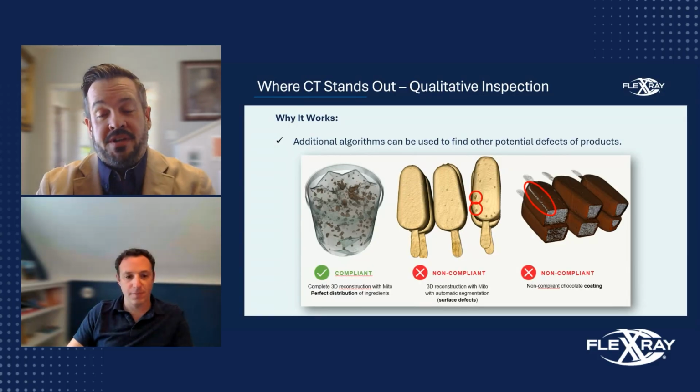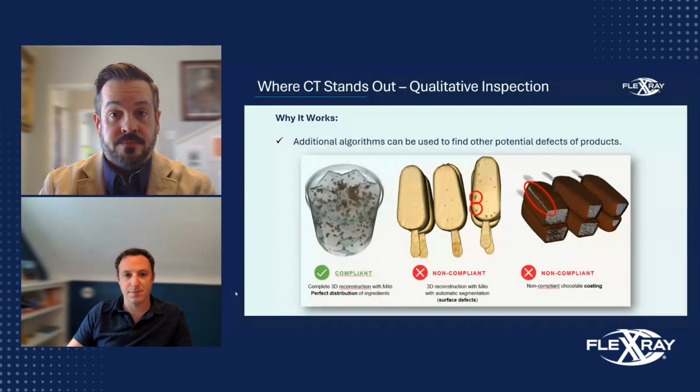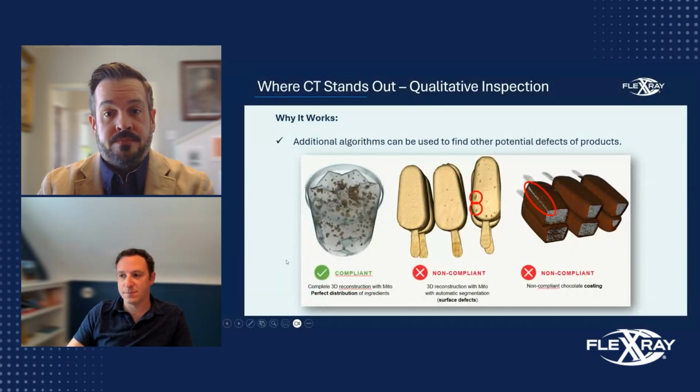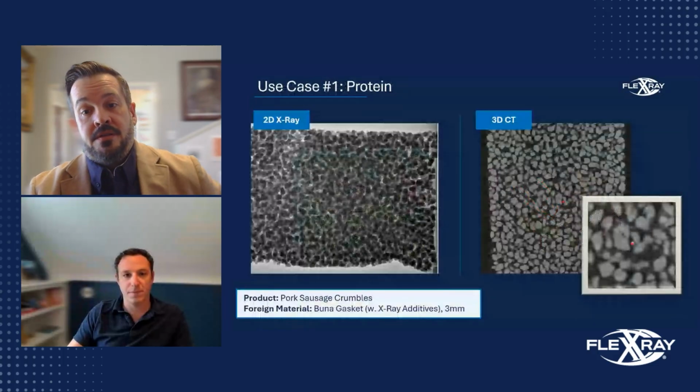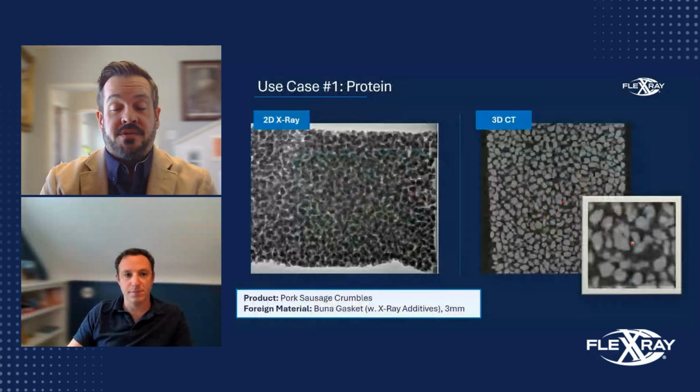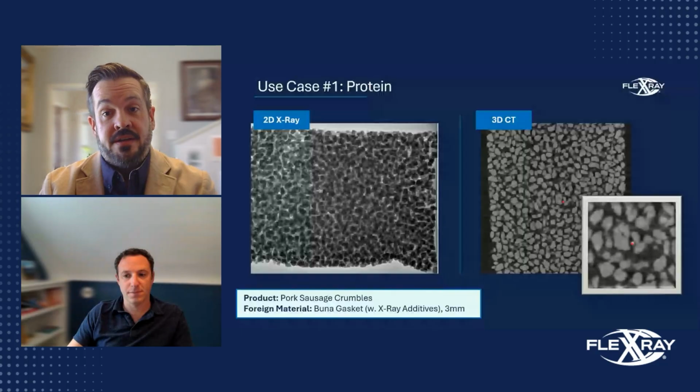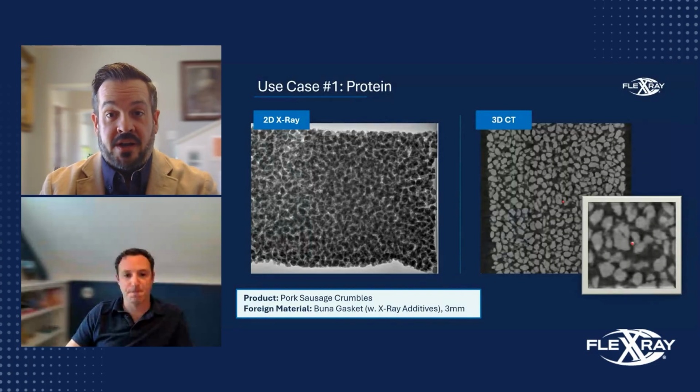So now we'll take a little bit deeper dive into where exactly FlexXray has found positive results with actual live examples from our customers. So first one here, we have some pork sausage crumbles. This is a 30-pound case, one bag in a box. Extremely difficult to image with the 2D X-ray. We have a lot of product depth. We have a lot of contours and contrast here.